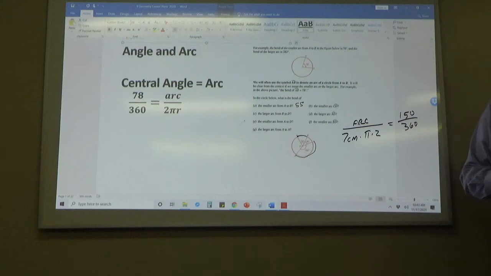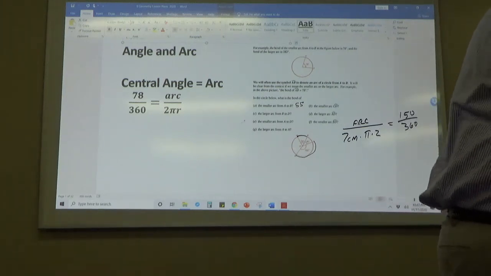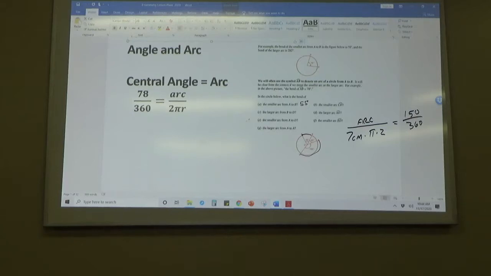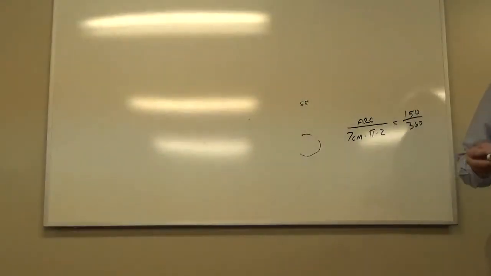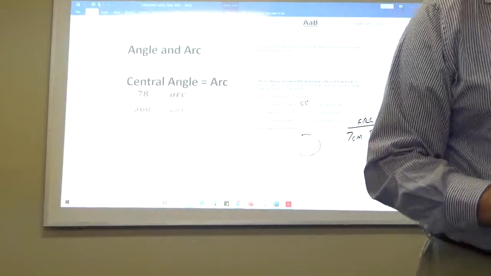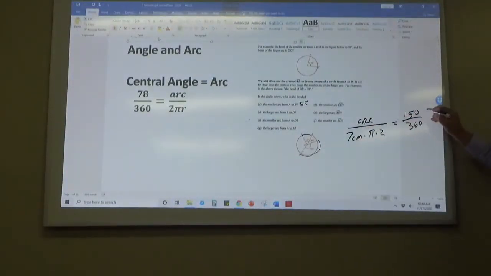All right, now get your calculators out. Those of you that have calculators. All right. All right, so if this is my proportion, oh, isn't that cool? If this is my proportion, what am I going to do to be able to get the arc by itself? All of this comes up here, right?